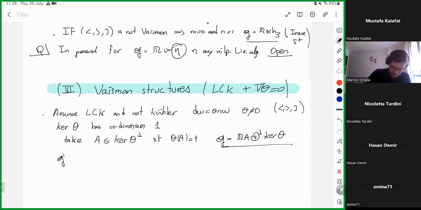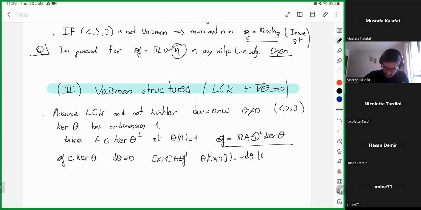And if we pay attention, the commutator ideal has to be inside of the kernel of this guy, which we call g prime. So why does this happen? This is because theta is closed. The Lee form is closed. So take any element in your commutator and apply theta to it. This is minus d theta of x, y, but this two form is zero, since theta is closed. So any element in the commutator has to be in the kernel of this one form. So that's the first property we have.